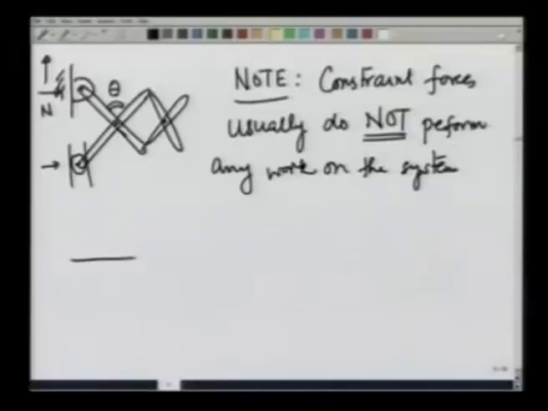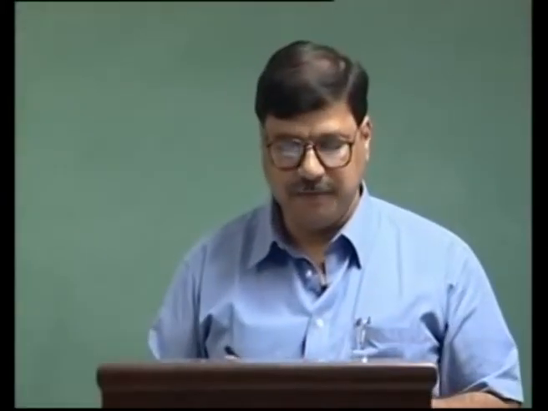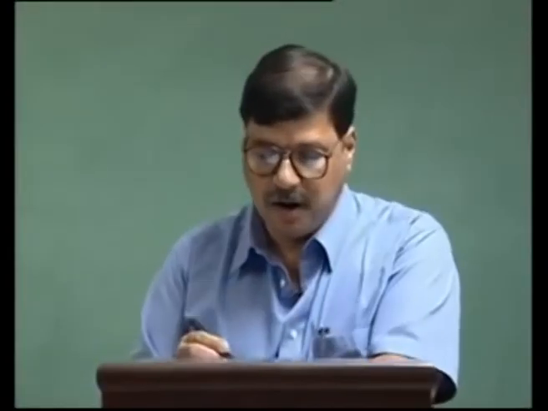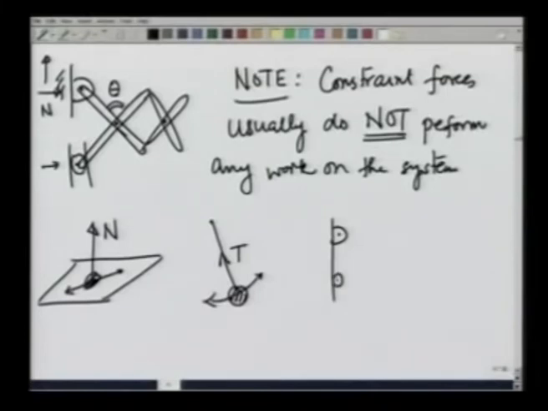So, take the example of a particle on a 2-dimensional surface. The constraint force normal reaction is perpendicular to the surface, the particle moves along the surface, and the 2 are perpendicular, so normal does not do any work on this. Take the example of the pendulum. The constraint force tension is always perpendicular to the direction of motion of the ball, and therefore this also does not do any work. How about this mechanism? The point here, A point, does not move at all, and therefore no work is done by the normal forces at this point. The normal reaction at this point B is perpendicular to the direction of motion, and therefore that also does not do any work.